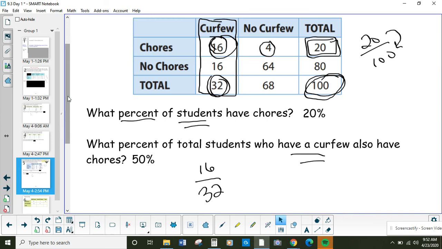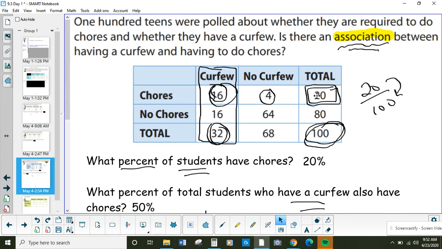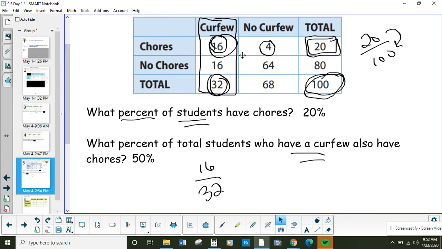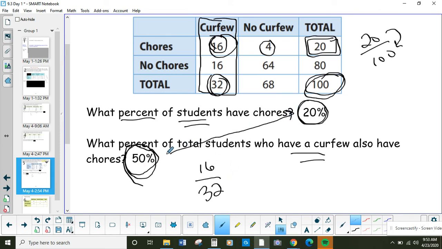So let's back up. Is there an association? Find how many people out of everybody do it. Then find your conditional relative frequency: how many out of this specific group do it? And what we do next is we compare these two percentages. If these percentages are very close to each other, then there's no association between having a curfew and doing chores. However, if these percentages are different, then there is an association between having a curfew and having chores.